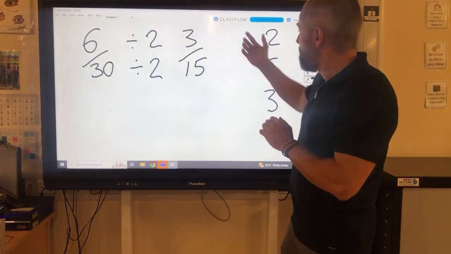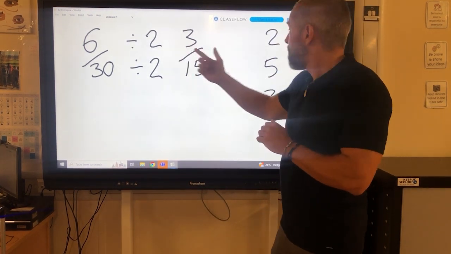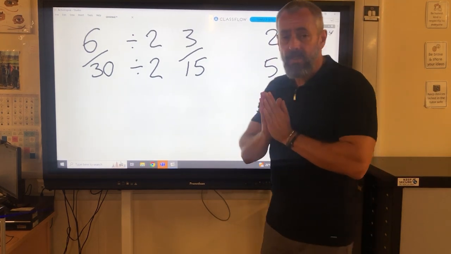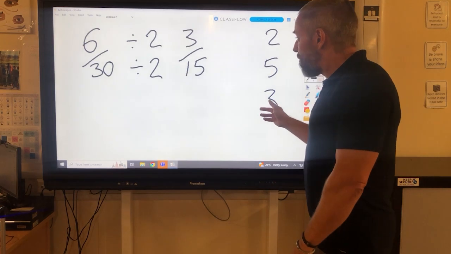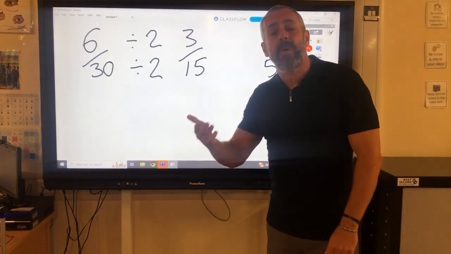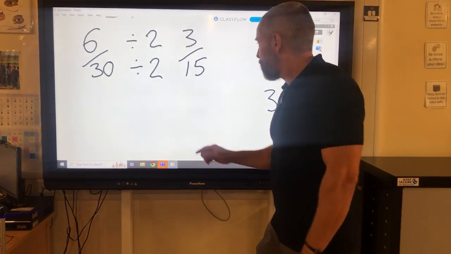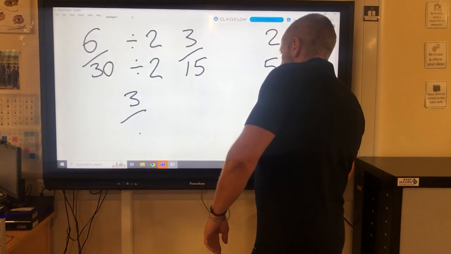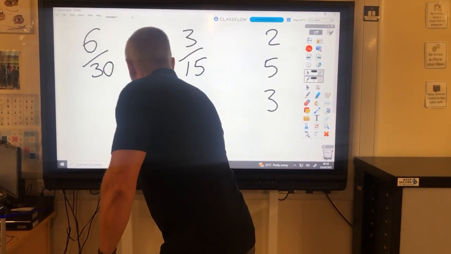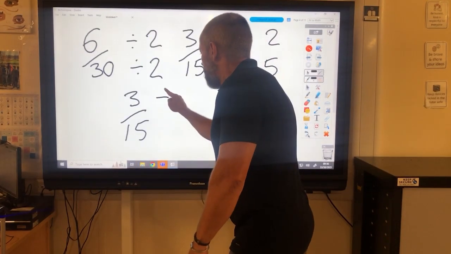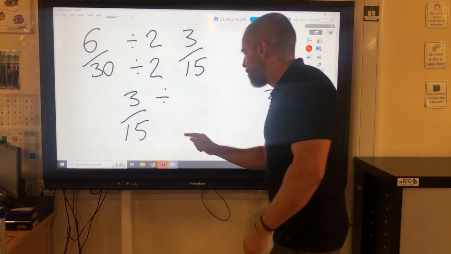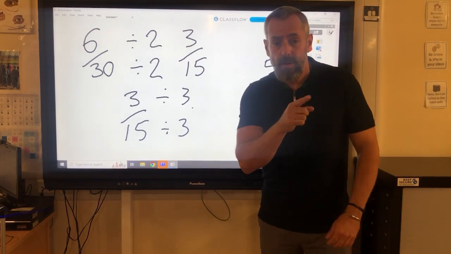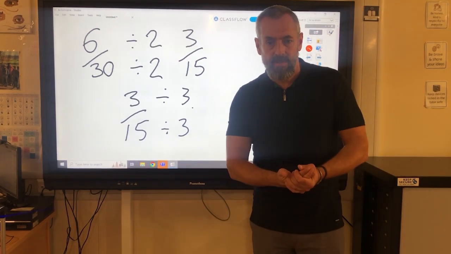Have we gone as far as we can go? Well, let's have a look. Are they both in the 2 times tables? No, they're not. Okay, so we can't use our 2s anymore. Are they both in our 5s? No, they're not. Are they both in our 3s? Yes, they are. So we can simplify further by using our 3 times table. 3/15. Sorry, making a mess of the board. Remember, what we do to the top, we have to do to the bottom. We're dividing both by 3. And I'm going to leave you to answer that one. That's what simplifying looks like.